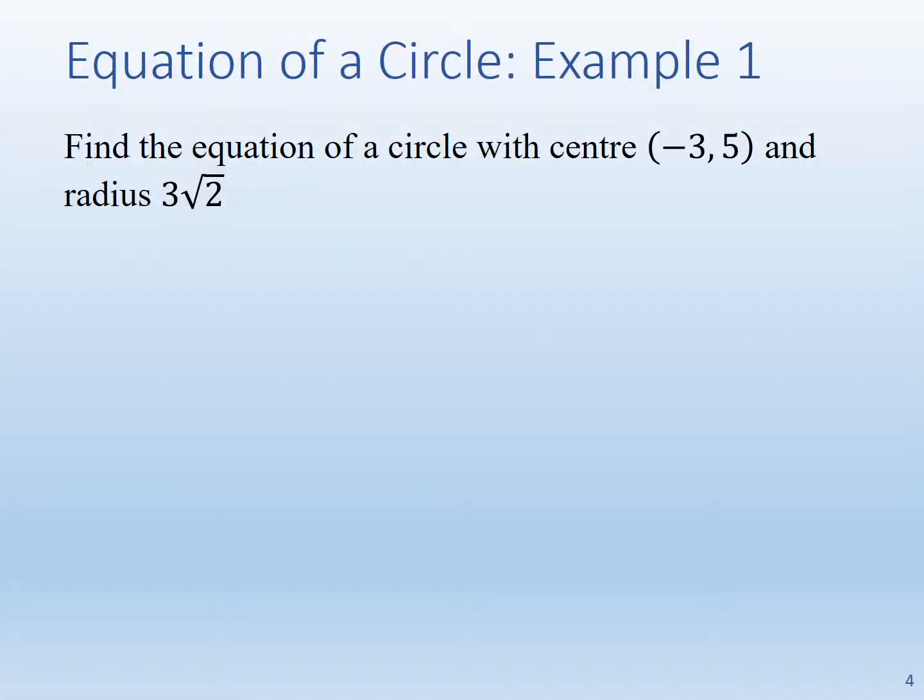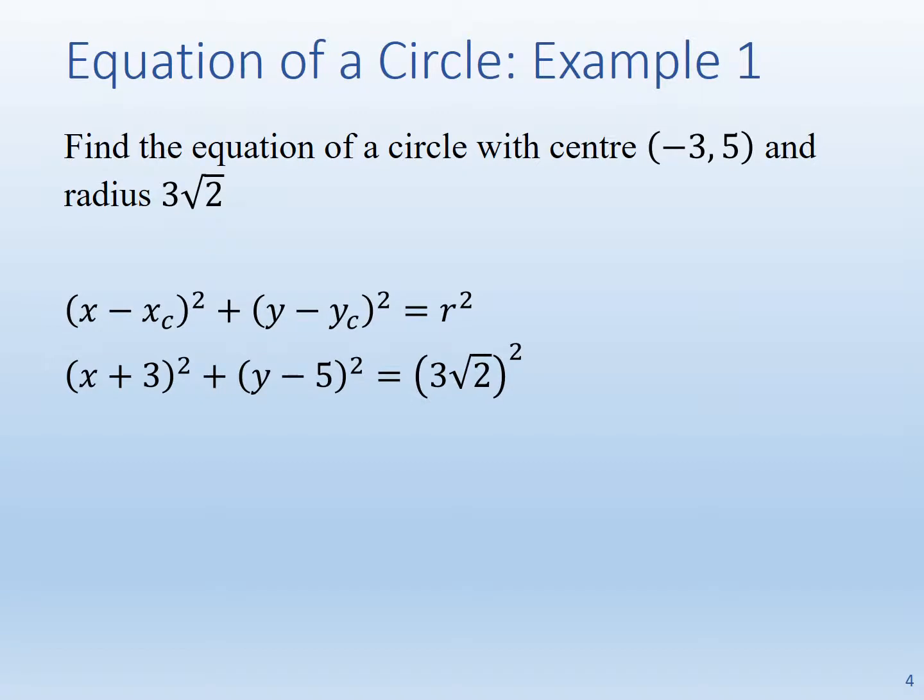In this example, we have to find the equation of a circle given the center and radius. So we'll use the form that we've just derived, and substitute in the values that we know. The center is at (-3, 5), so xc is -3. We're subtracting that, so it becomes plus 3. And yc is 5. The radius is 3 root 2. So let's square that. 3 squared is 9. Root 2 squared is 2. 9 twos are 18. So that gives us the equation of the circle that we're after.